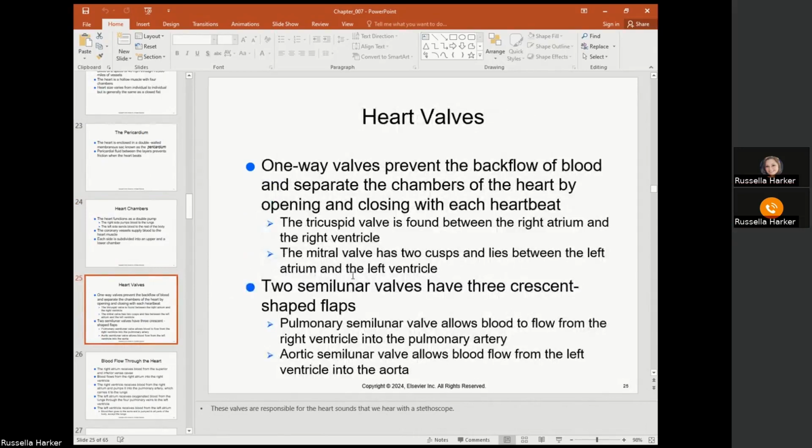The heart valves are one-way valves that prevent backflow of blood and separate the chambers of the heart by opening and closing with each heartbeat. So the tricuspid, note it is tri, is found between the right atrium and the right ventricle. And then the mitral valve has two cusps and lies between the left atrium and the left ventricle.